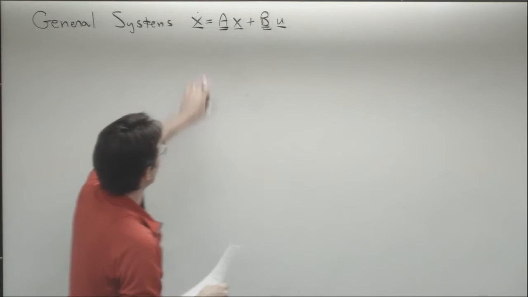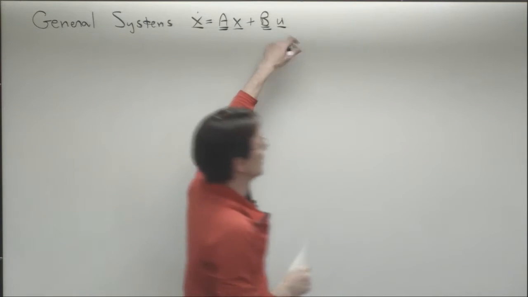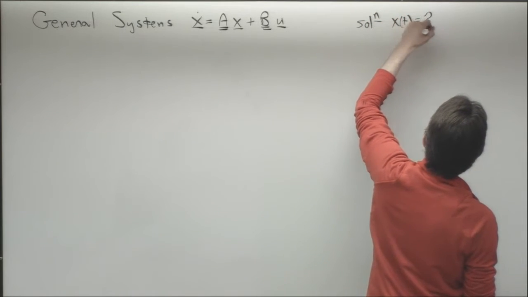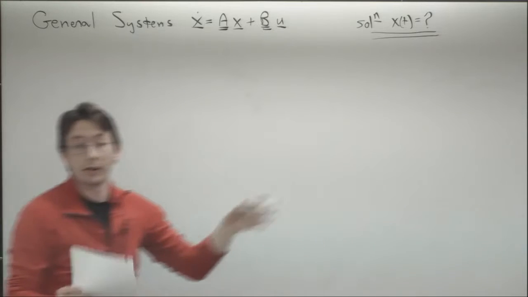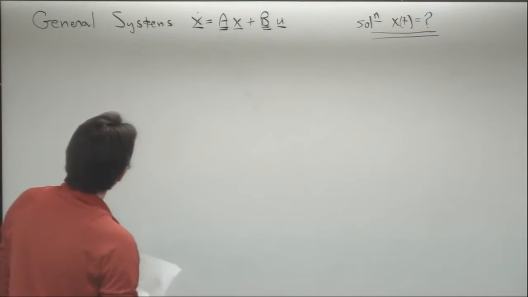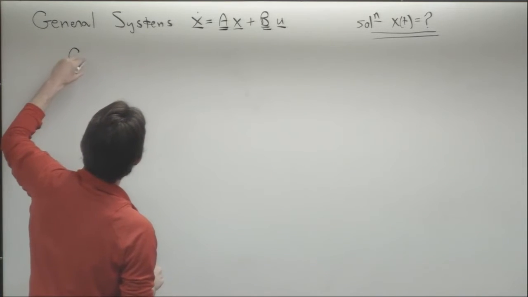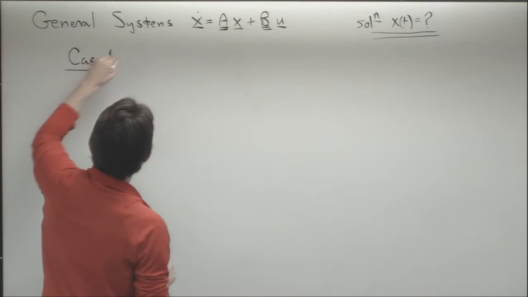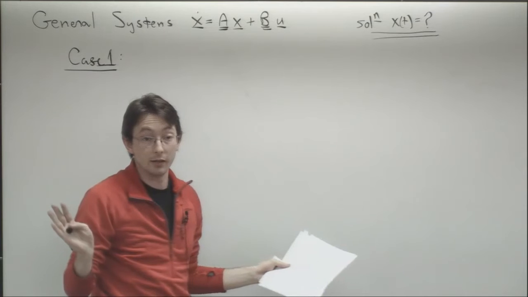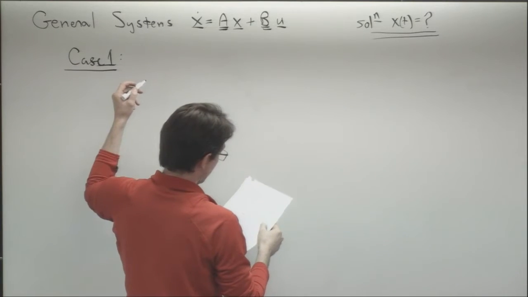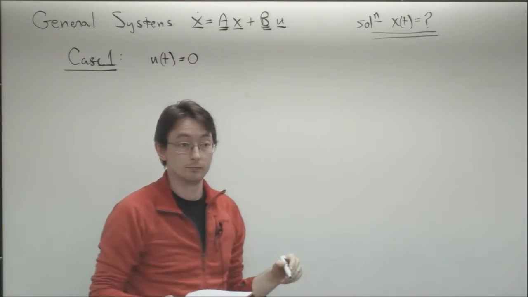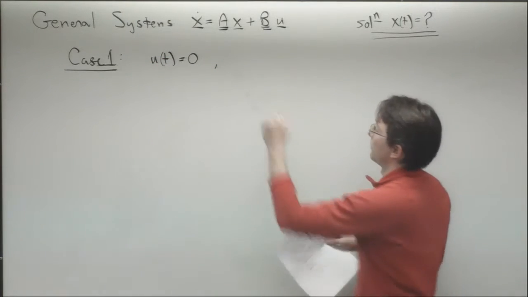So let's think about this system and what the solution x of t looks like. We really want to know what is the solution to this system for various forcing functions u and for various system dynamics A. And so we're going to start by looking at case 1. In case 1, I'm going to try to make this as simple as possible. We're just going to assume that there is no forcing, so u of t equals 0. And we have some initial condition.